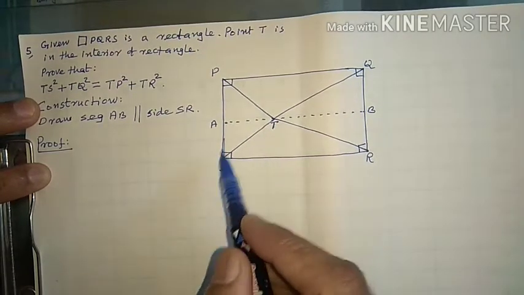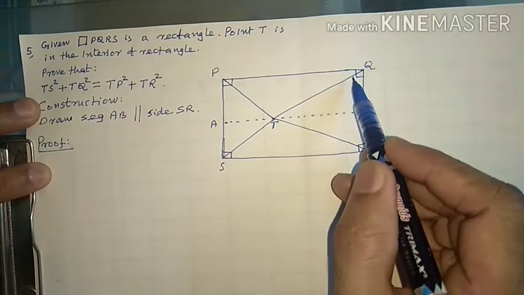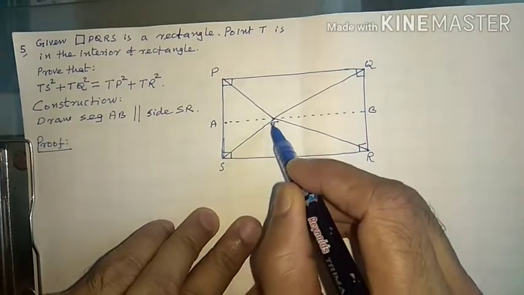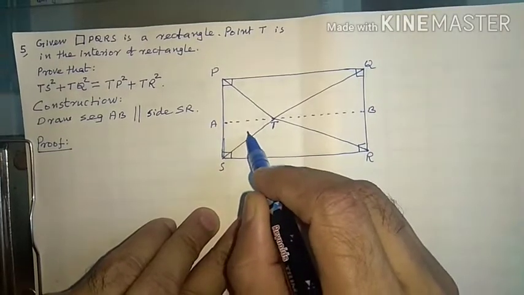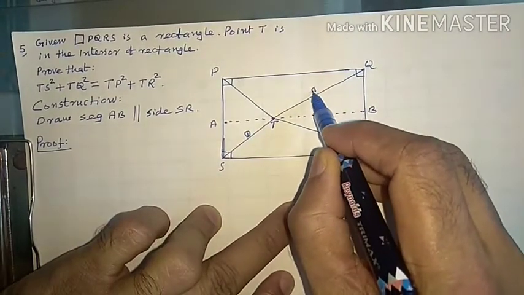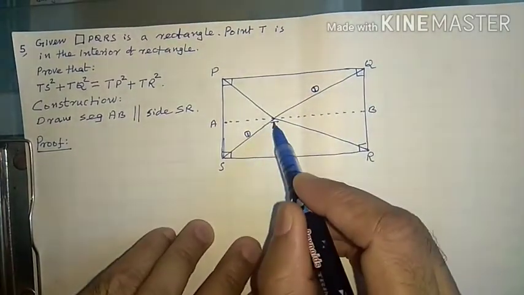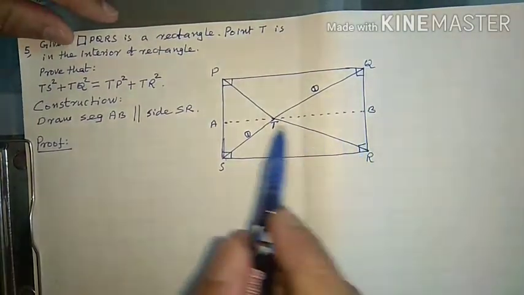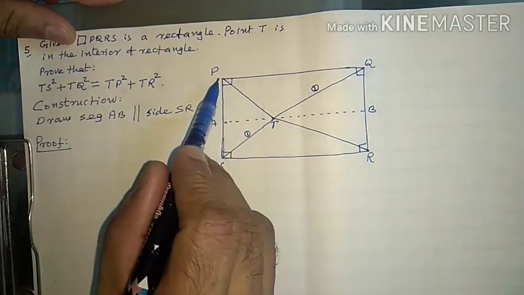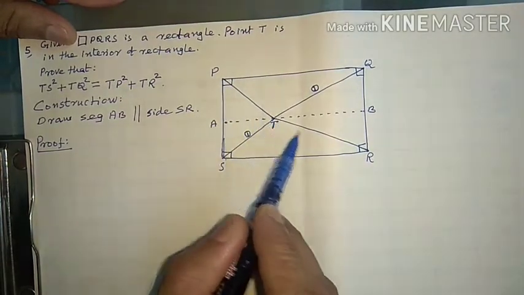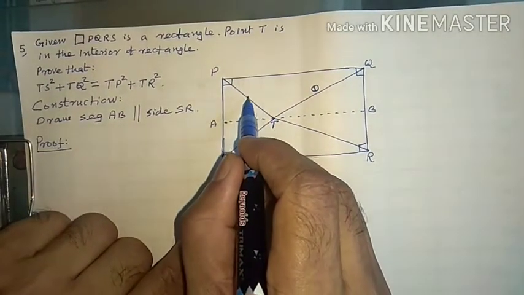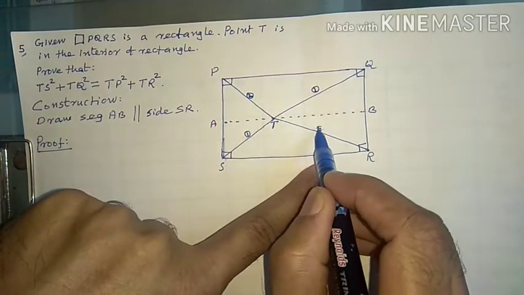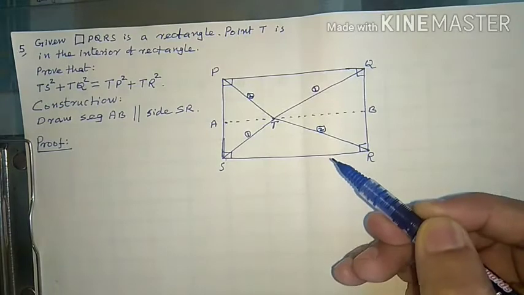TS square plus TQ square. Left hand side is what? This TS square plus TQ square we take like this as 1. The second one is TP square plus TR square, that we consider as 2. Just for our idea, we are writing this.